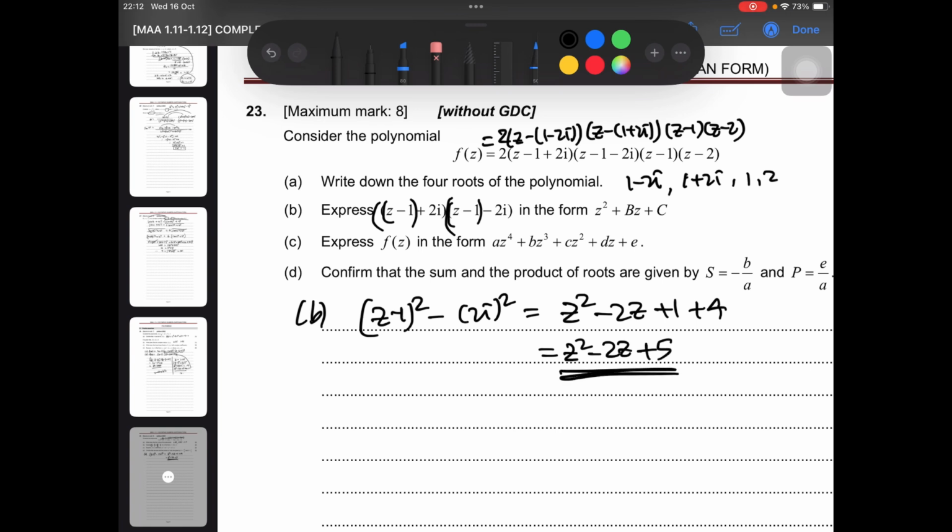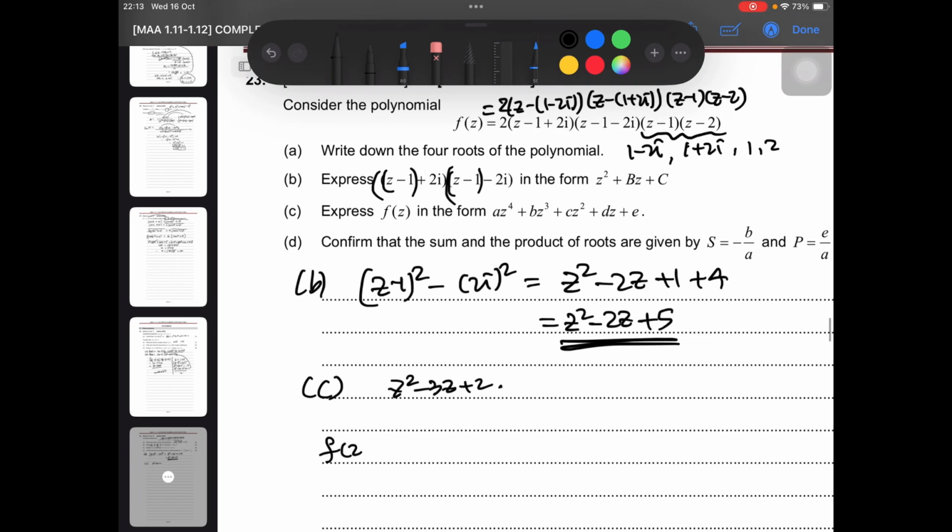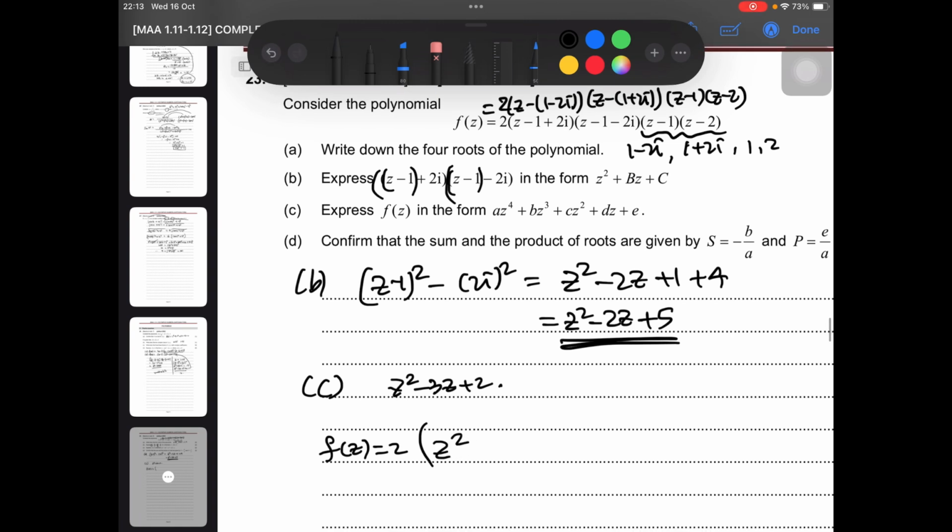So f of z in the form, it asks us to expand them all together. When we expand them, z squared minus 3z plus 2. So now f of z should be 2 times z squared minus 2z plus 5, times z squared minus 3z plus 2. You can do it one by one, but in my case, this is just my method. I try to find what I want, for example, in descending order.